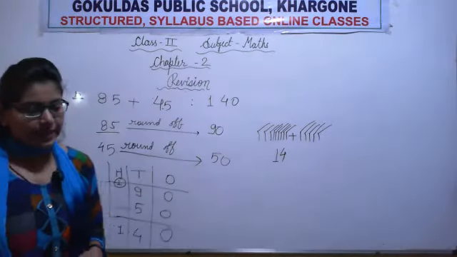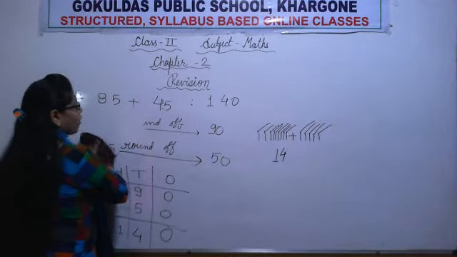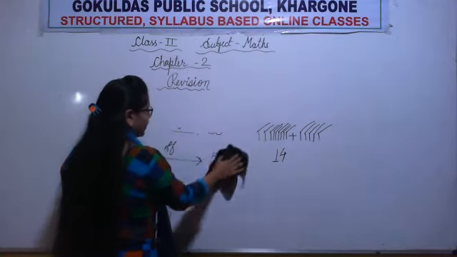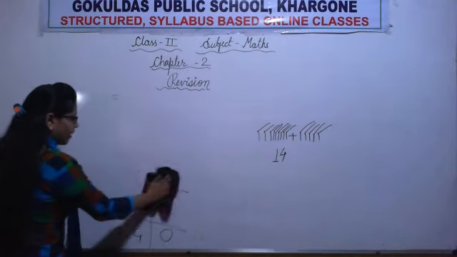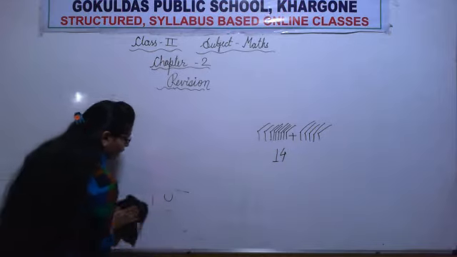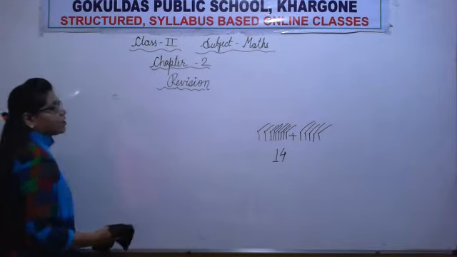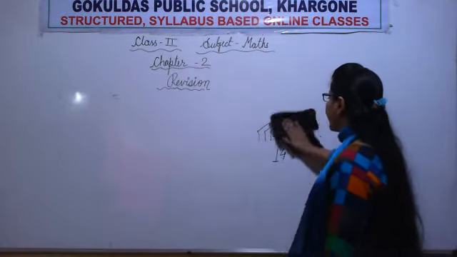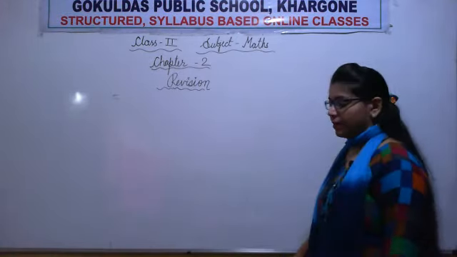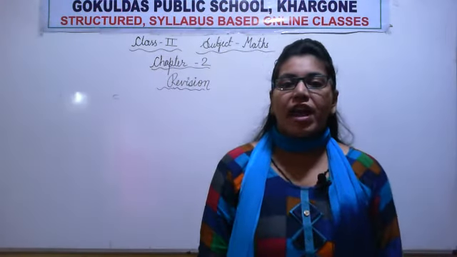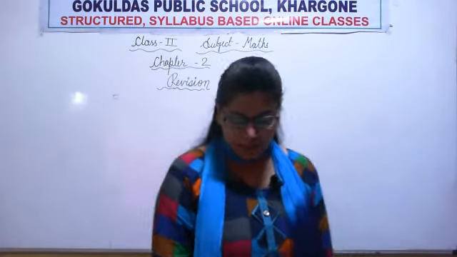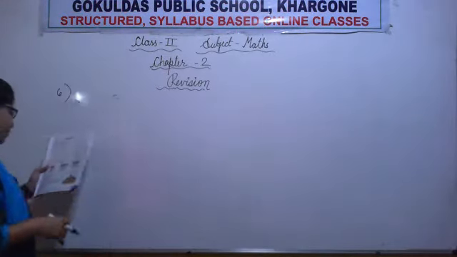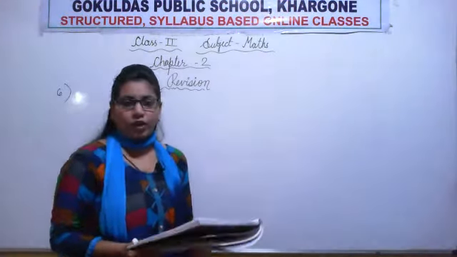Now part C, I hope you can do by your own. First of all, you will round off all the three numbers. After rounding off, you will add the estimated values which we got by rounding them off. Okay, and whatever the answer will come after adding estimated values, this is the estimated sum. Okay. So question number 5 part C is your homework for today.